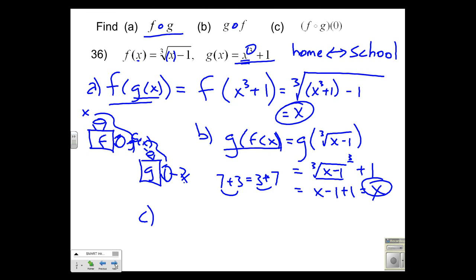Okay, C, f of g of 0. Now, I could go through the process of putting 0 into f and see what I get, and putting the result of that into g and see what I've got.